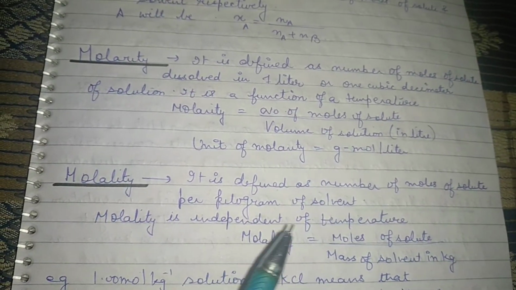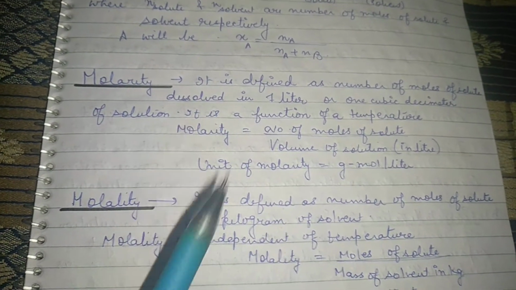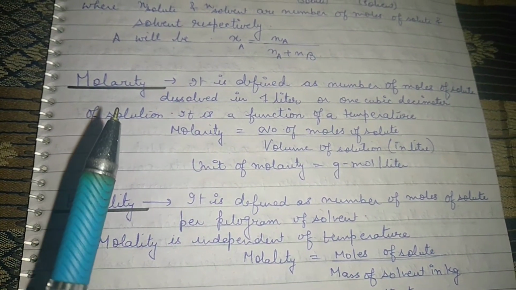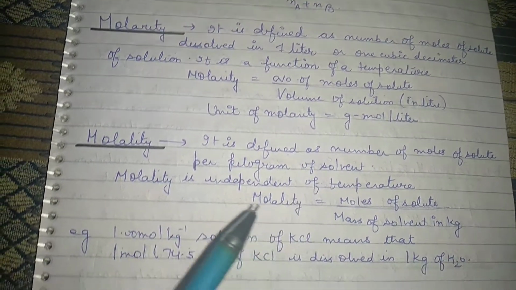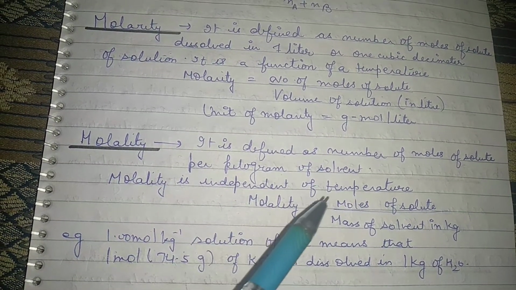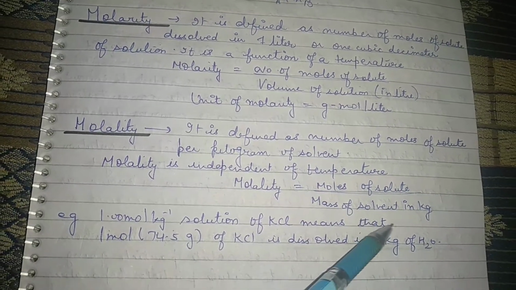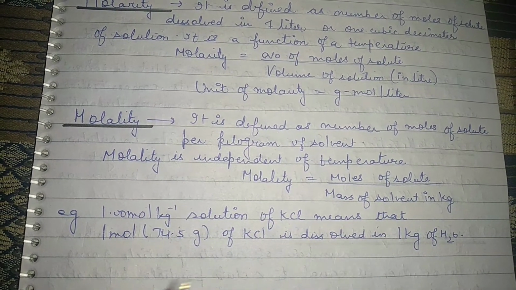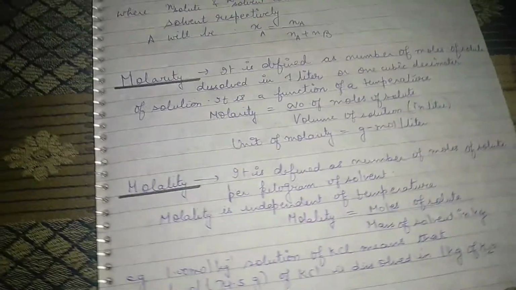Now coming on to the next one, that is molality. Molality is defined as the number of moles of a solute per kg of a solvent. So students, keep this in mind: normally students get confused between molarity and molality. In molarity we take 1 liter, here we take per kg of a solvent. Molality is independent of temperature, and the formula is molality is equal to moles of solute upon mass of solvent in kg. For example, 1 mole per kg solution of KCl means 1 mole, that is 74.5 gram of KCl, is dissolved in 1 kg of water. So this is the first part.